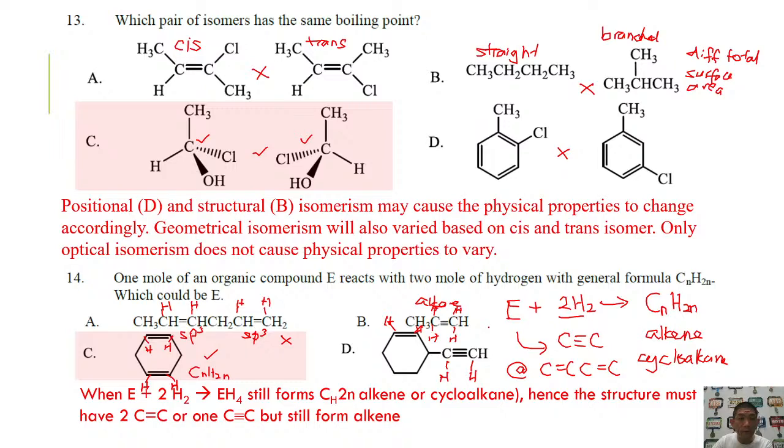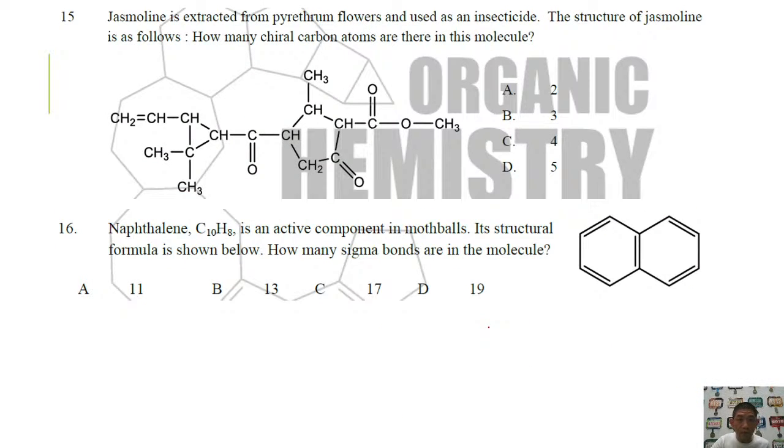Immediately we go to number 15. Jasmine is extracted from the pyrethrum flower and used as an insecticide. The structure of jasmine is as follows. So how many chiral carbon atoms are in this molecule? So let's together identify which one is a chiral carbon atom. Since this one is surrounded by 4, especially cycloalkane, the cycloalkane can easily exhibit optical activity. So since it is surrounded by 4 different groups of atoms in here, this one is chiral carbon atom 1.